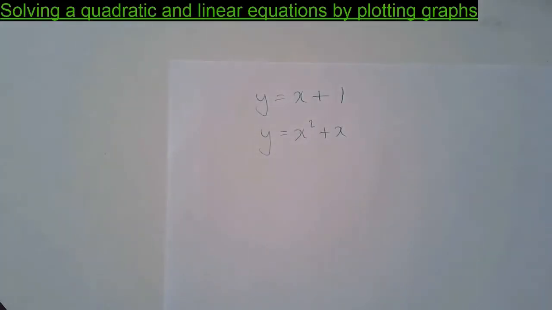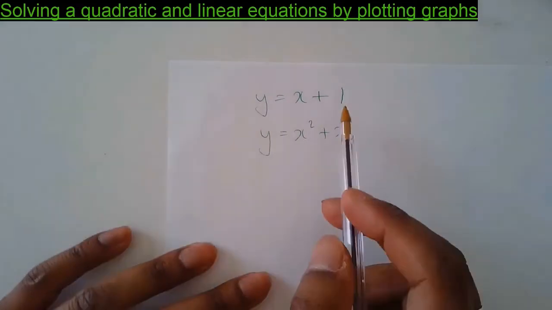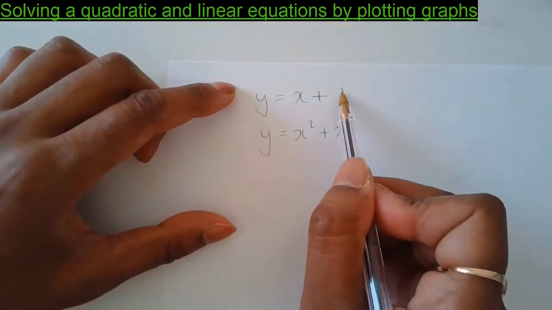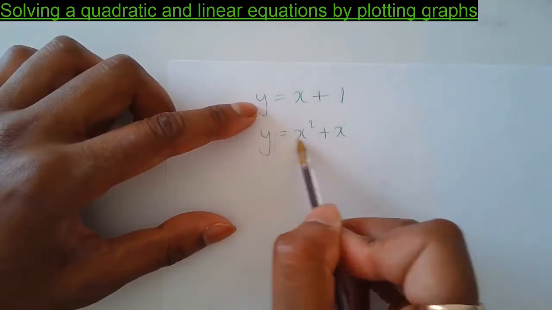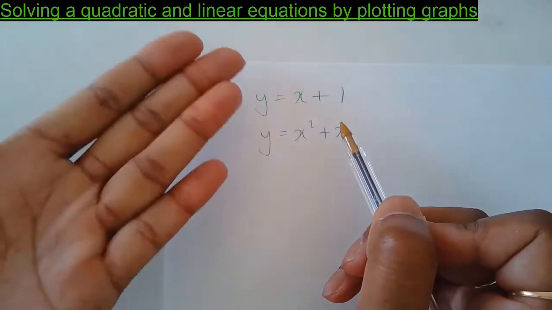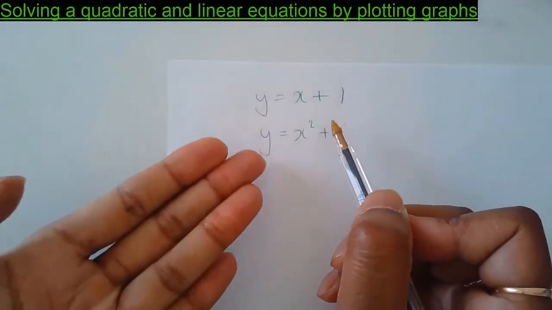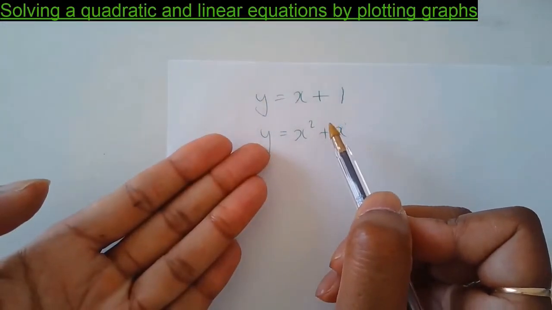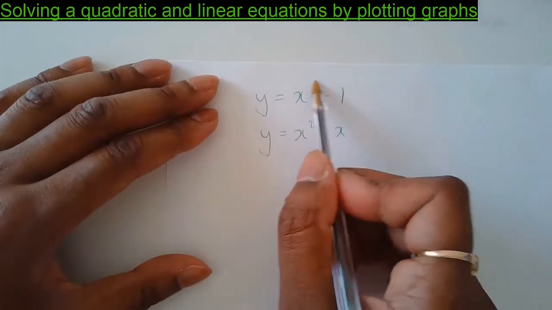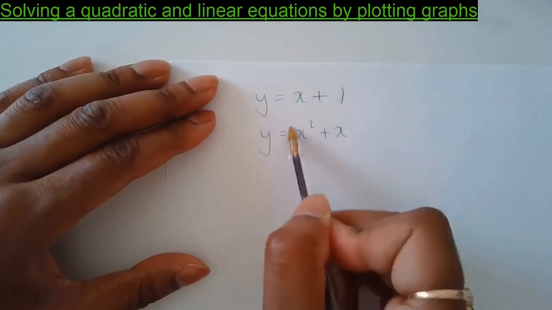Now I could solve these two equations without using graphs. I can do this using algebra. You can see that one is equal to y and that one is also equal to y. Well, what do they have in common? They're both linked by y. They're both equal to y, so therefore I can make that one equal to this one.